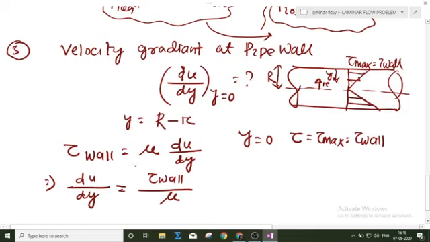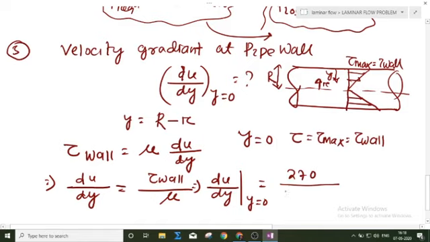Okay, so what is the velocity gradient? This is du by dy. It is asking at y equal to 0. This is wall shear stress. We already have found out this is 270 divided by this is 0.9, the dynamic viscosity. So this is coming out to be 300 second inverse. This is the velocity gradient.